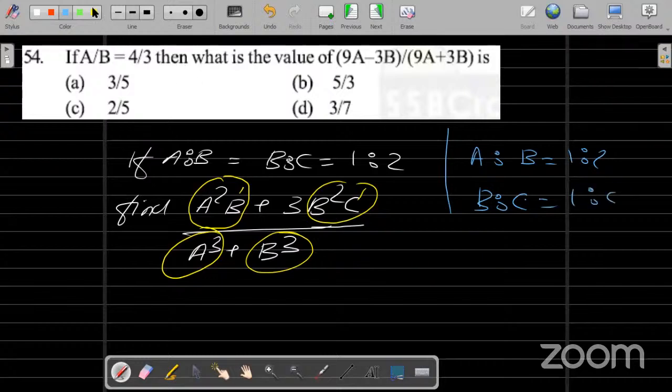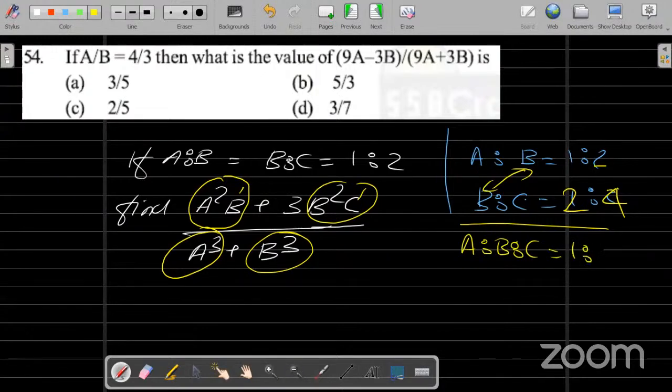Here the common variable is B. So we should make the value of B the same in both cases. B is to C is 1:2. For making the value of B the same in both cases, we should multiply that by 2. So I can write B is to C is 2:4. 1:2, when multiplied by 2, I'll get 2:4. Now I've got the value of B the same in both cases. I'll get the ratio A is to B is to C is 1:2:4.